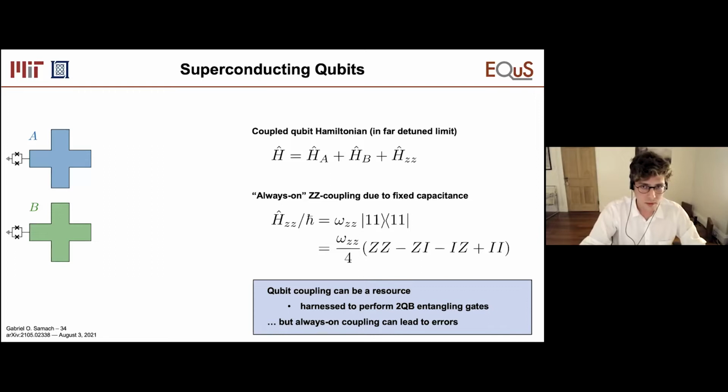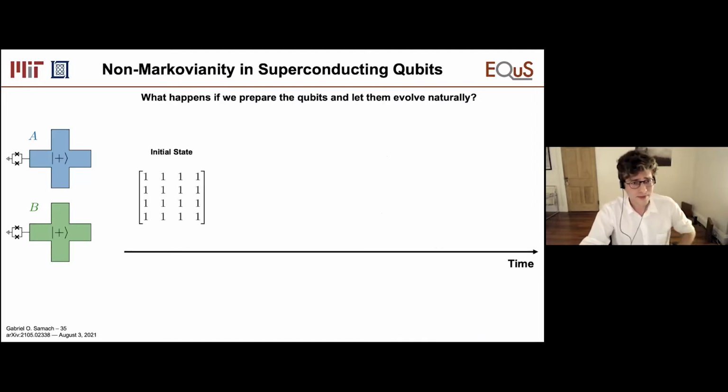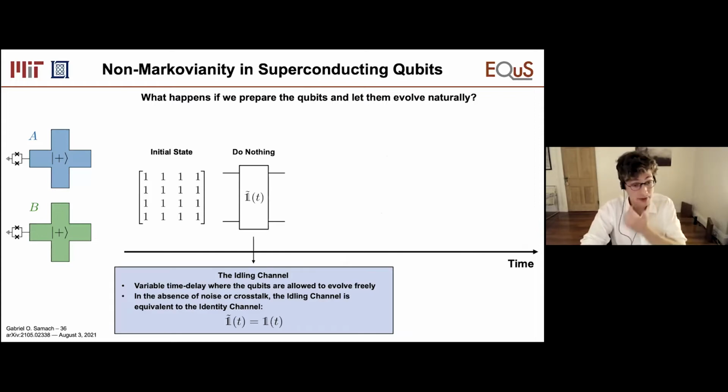To give you an idea about what Markovianity means for superconducting qubits, let's consider a thought experiment, a little toy model. Let's imagine that we prepare our two qubits both in the plus superposition state, and we let them evolve naturally over time. To start, we can write down the two-qubit density matrix corresponding to this product state of the two plus states. And we can ask, what happens if we just do nothing? By doing nothing, I'm referring to the idling channel for our device, where the idling channel is just a fancy name for doing nothing, for a variable time delay between state preparation and measurement, where the qubits are allowed to evolve freely and interact with each other and with their environment. In the absence of noise or crosstalk, the idling channel is absolutely equivalent to the identity channel. The qubit state would never change.